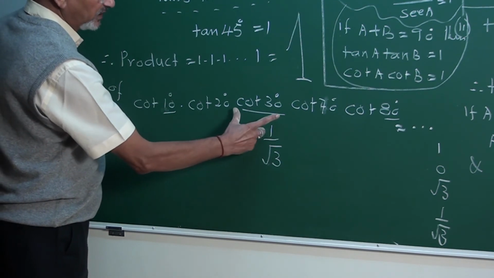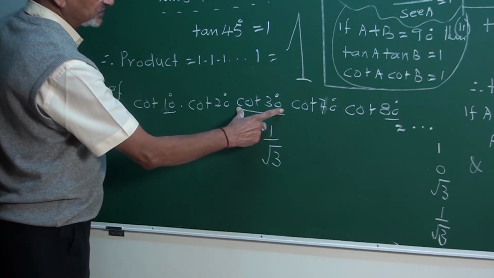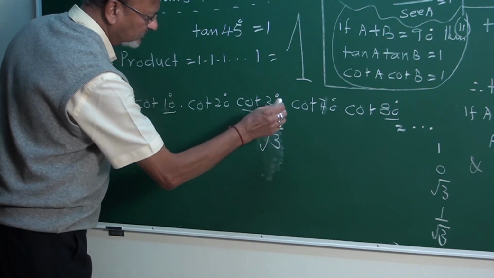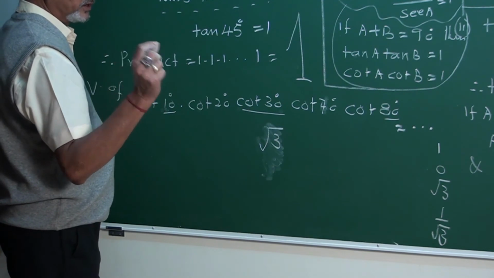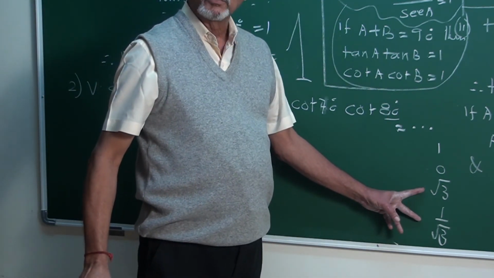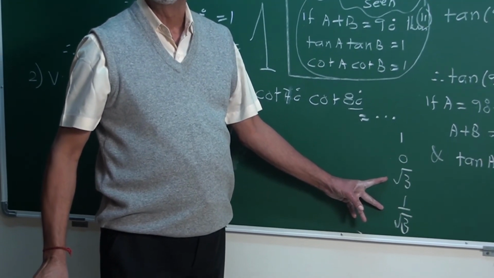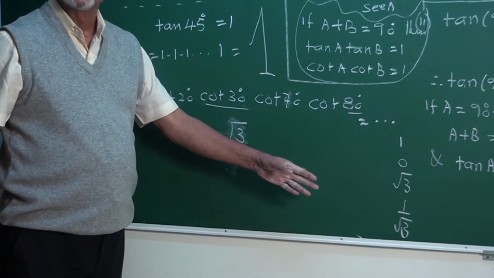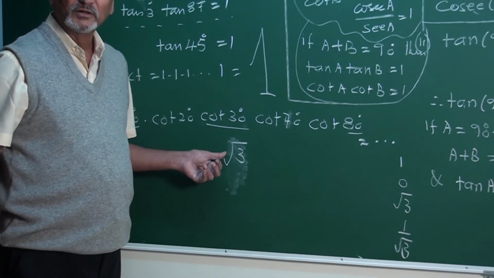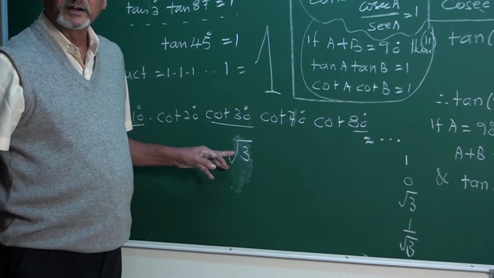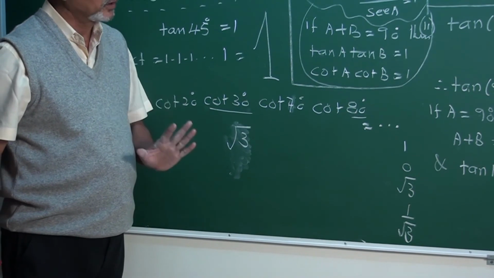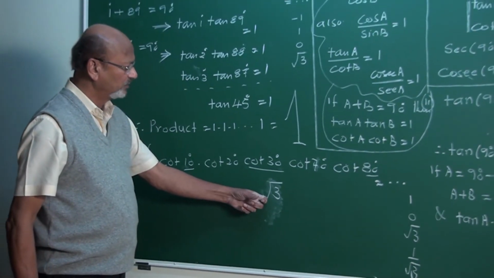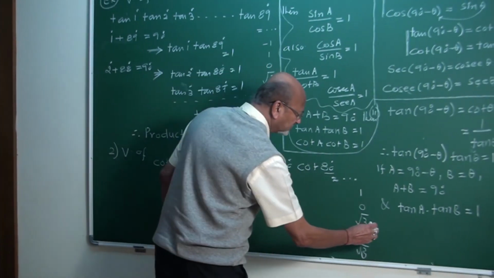Instead of this, my friends, if they give cot 60 here. I hope I have written wrongly. My friends, cot 30 is root 3. Cot 30 is root 3. Very important. See, in the options, they have given both to confuse. Many students will get confused in writing the value of cot 30, whether it is root 3 or 1 by root 3. With that confusion, many students will make a mistake, like me just now. I had written 1 by root 3 instead of root 3. This happens, my friends. Therefore, CET needs your skill and perfectness. I hope it is clear. It is root 3. This option is the answer.